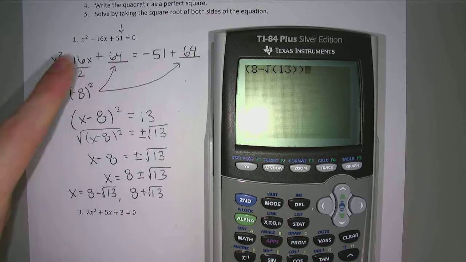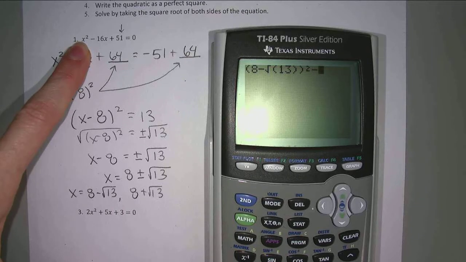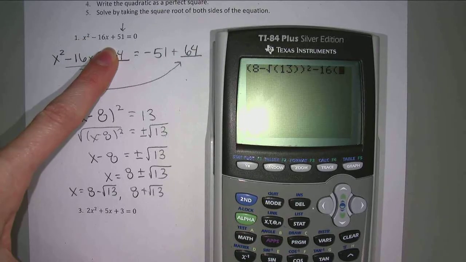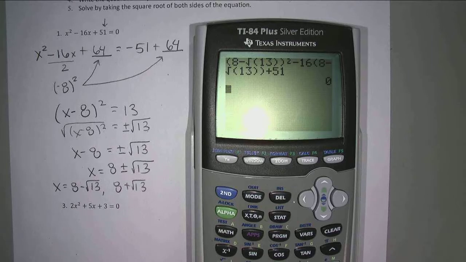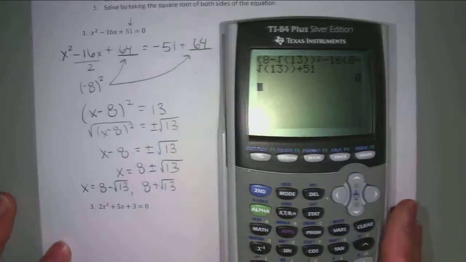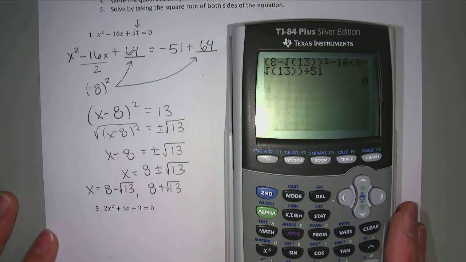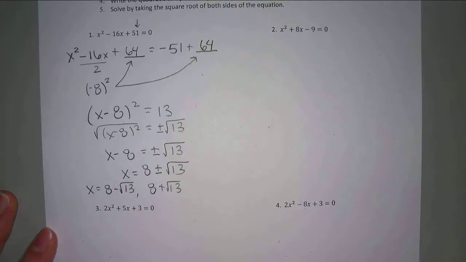But I need it squared, minus 16 times x, but what is my x? 8 minus the square root of 13, plus 51. And what do I hope to find when I hit enter? 0. And it worked. Okay? So we are able to now solve quadratics that are not factorable. Okay? Let's do number 2, guys.